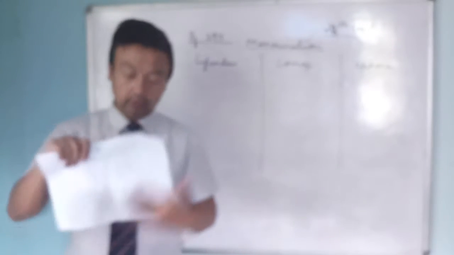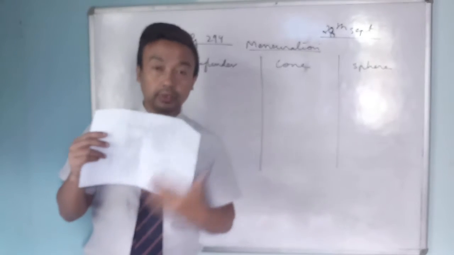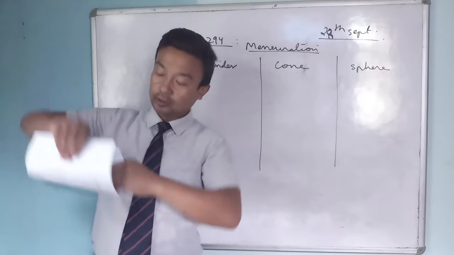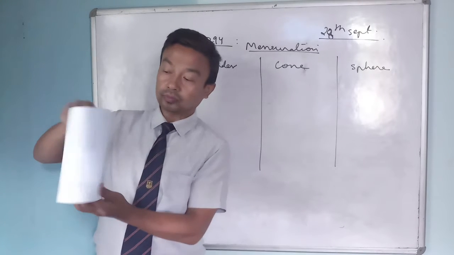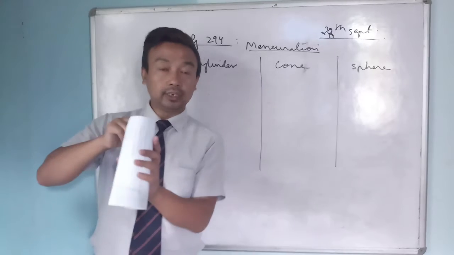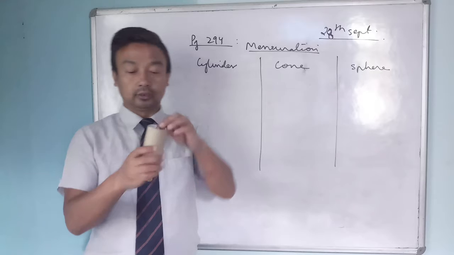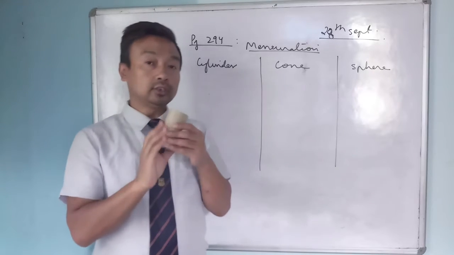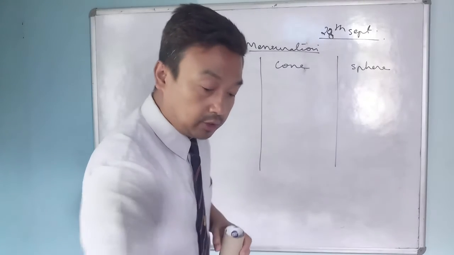Cylinder, we all know, is a three-dimensional figure. Suppose this is a plane figure, so from the plane figure you have got only two dimensions, the length and the breadth. But if I roll it up like this, it becomes a solid figure, that is three-dimensional. So we have got one cylinder here. See, this is a cylinder, okay, it's a solid figure.